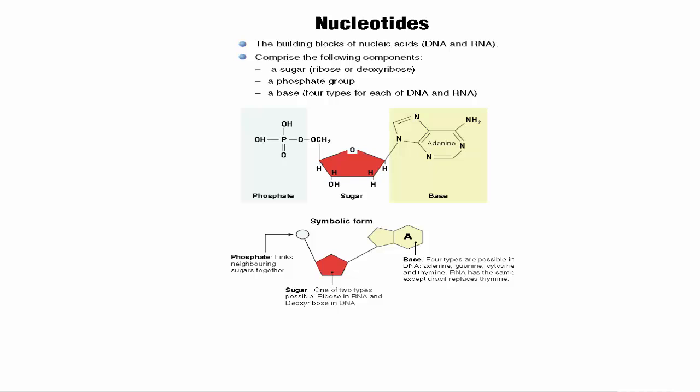So, back to DNA. DNA is made up of nucleotides. The building blocks of nucleic acids are nucleotides. And we're talking about nucleotides whether we're talking about DNA or RNA. All nucleotides have a sugar. In the case of DNA, it's deoxyribose. In the case of RNA, it's ribose. They all have a phosphate group, which of course is actually this PO4. And they all will have one of 4 different types of base: adenine, cytosine, guanine, thymine.